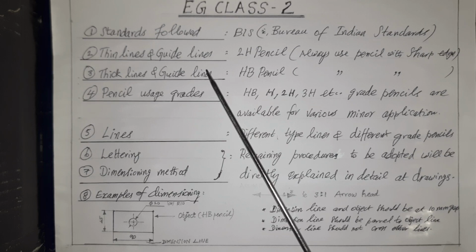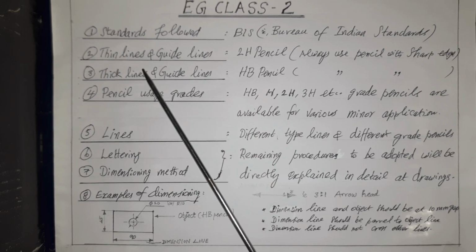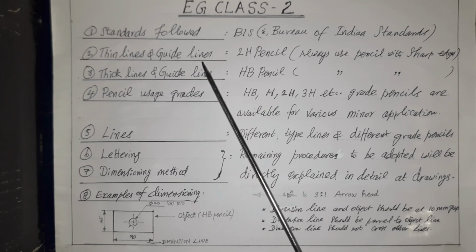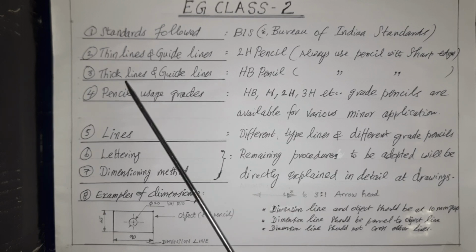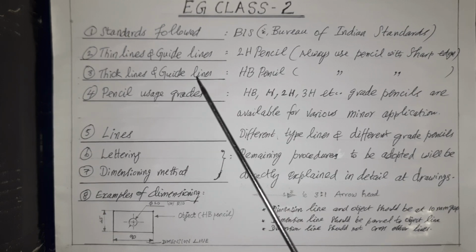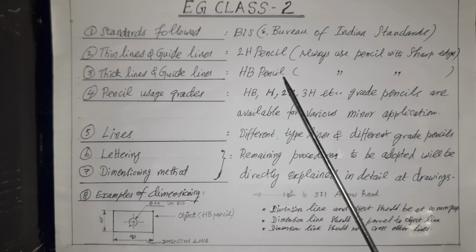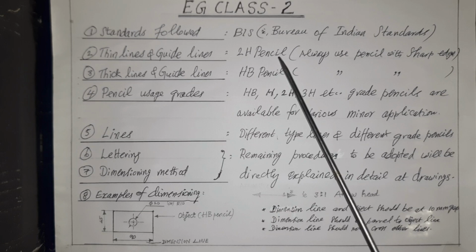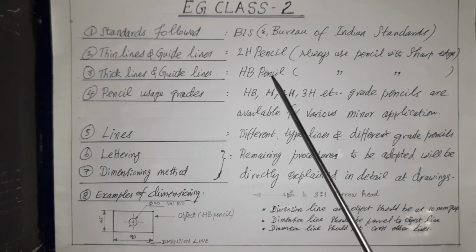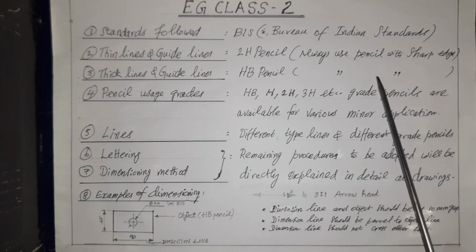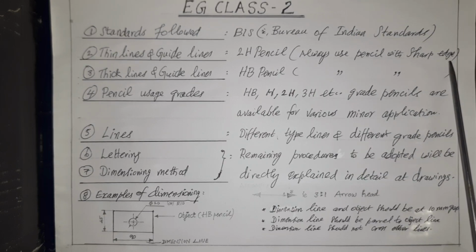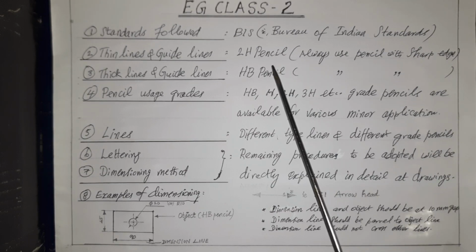Now, refer to the second one, that is thin lines and grade lines. 2H pencil is used. Then the third one, thick lines and grade lines. HB pencil is used. This one gives light impression. This gives dark impression on the paper. In both the cases, the pencil should be maintained at a sharp edge to produce proper drawing projections.